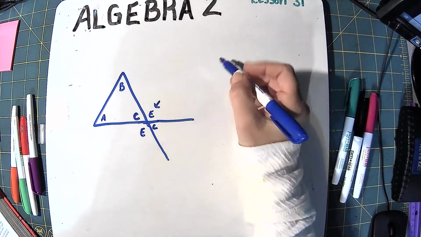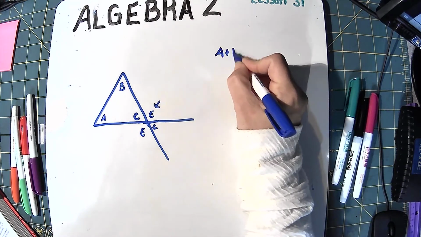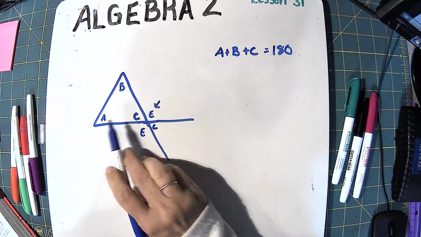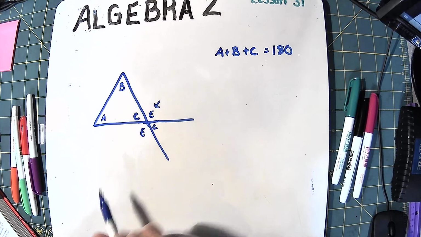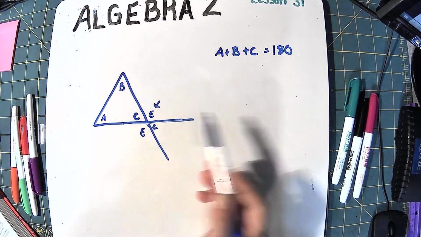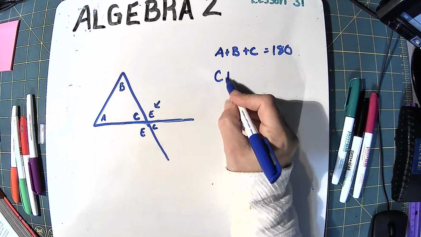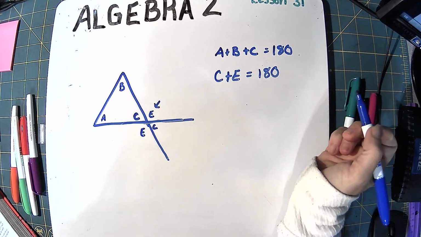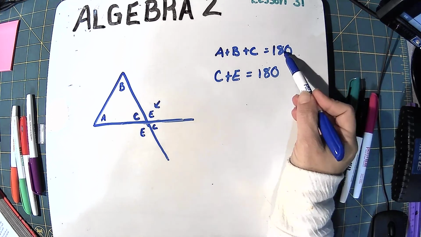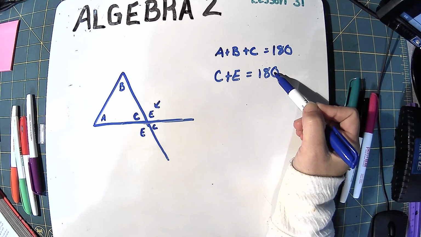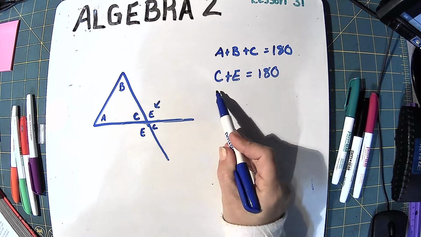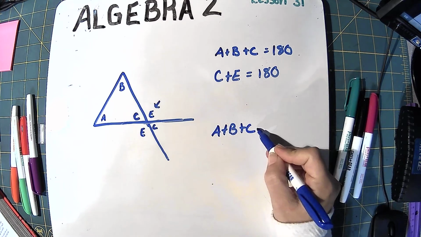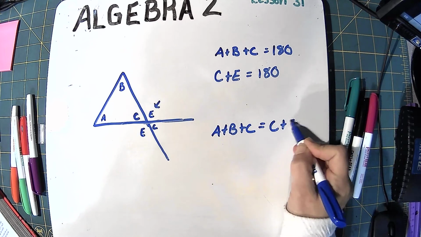So if we said A plus B plus C equals 180, right? Because all the angles in the triangle equal 180. And then we see that this is a straight line right here, so we know that C plus E equals 180. And we know that we have a postulate that says that if two things are equal to the same thing, then they're equal to each other. So that means that this would have to be equal to this. So A plus B plus C has to be equal to C plus E.